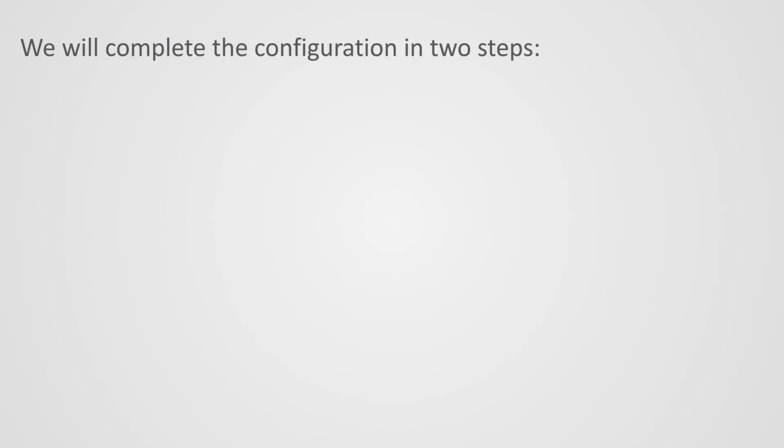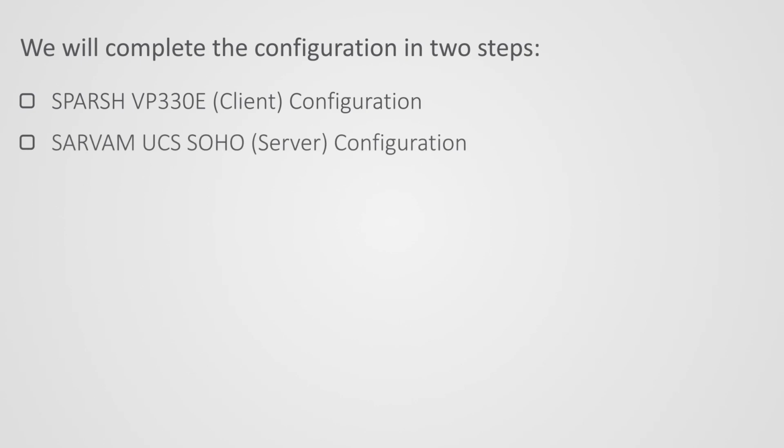Let us move on to the configuration steps. We will complete the configuration in 2 steps. SPARSH VP330E, that is client configuration. SARVAM UCS SOHO, that is server configuration. Let us start with the first step of SPARSH VP330E configuration.